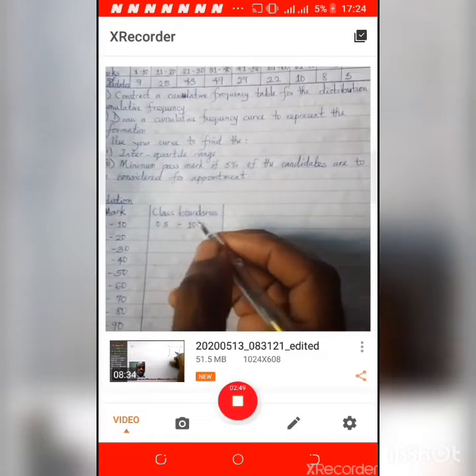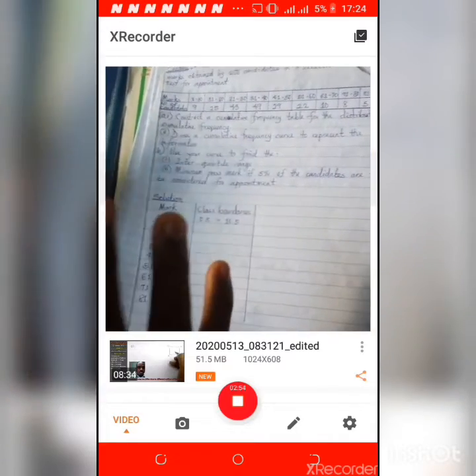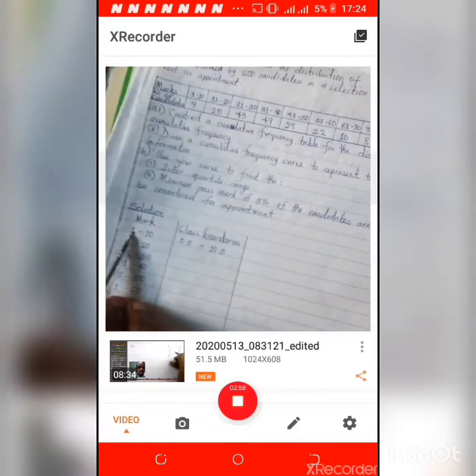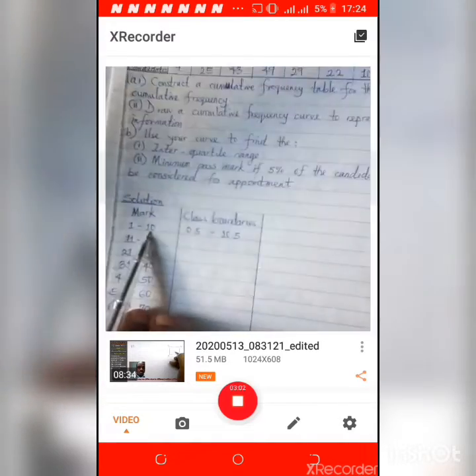How do I get the class boundary? Very simple. Listen, it is very easy: you take 0.5 from the lower class limit, then add 0.5 to the upper class limit. Okay, let's complete the class boundary.